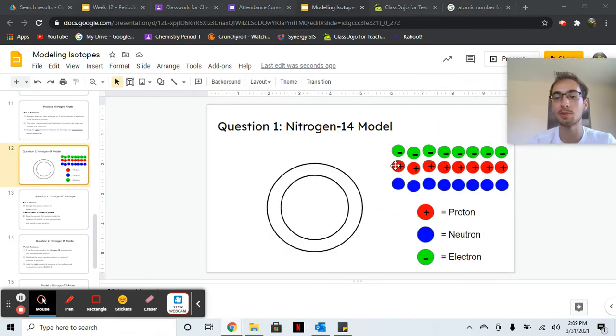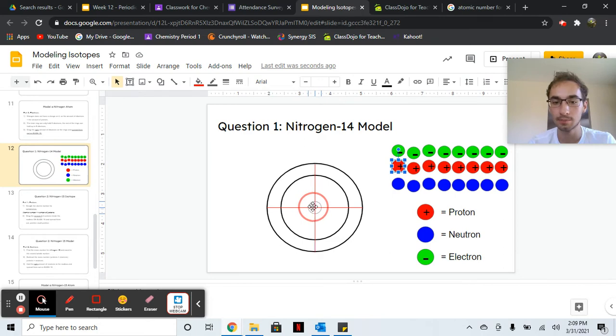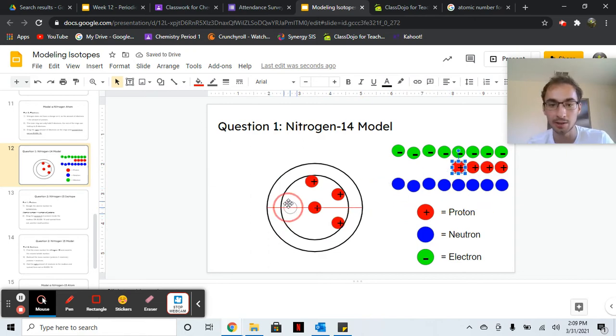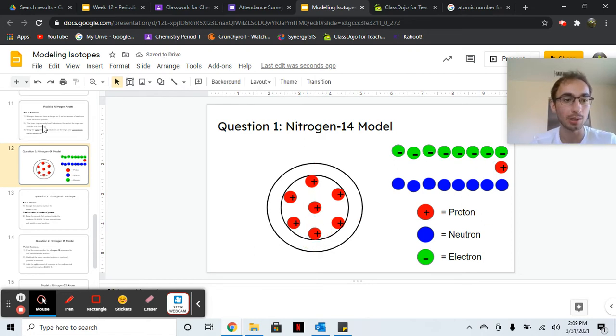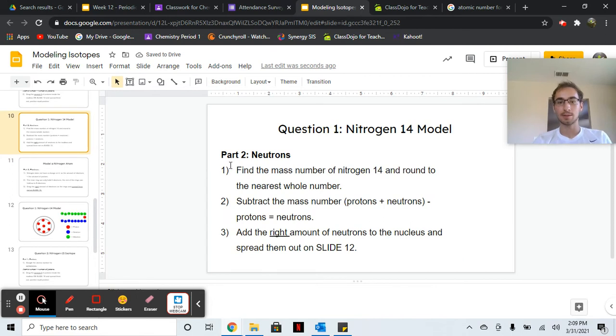And I'm going to do my best to spread them out a bit. I'm going to make them like a little hexagon here. Doesn't have to be perfectly symmetrical like mine. Not that mine's symmetrical, but just do your best to try and spread out. Remember, the positive don't like other positive. And then now I have to figure out the neutrons.